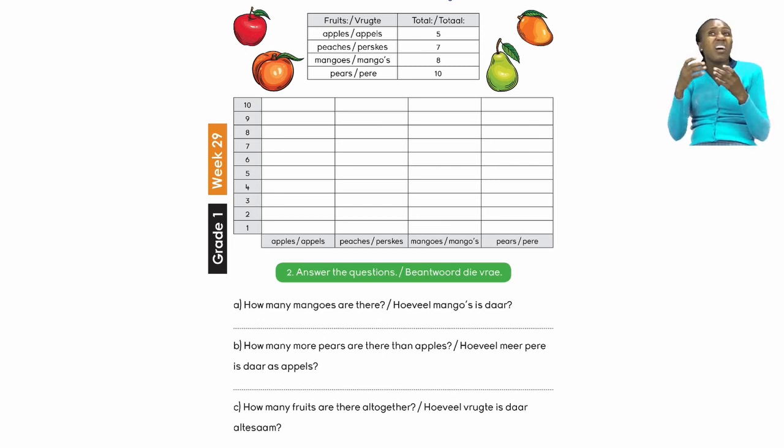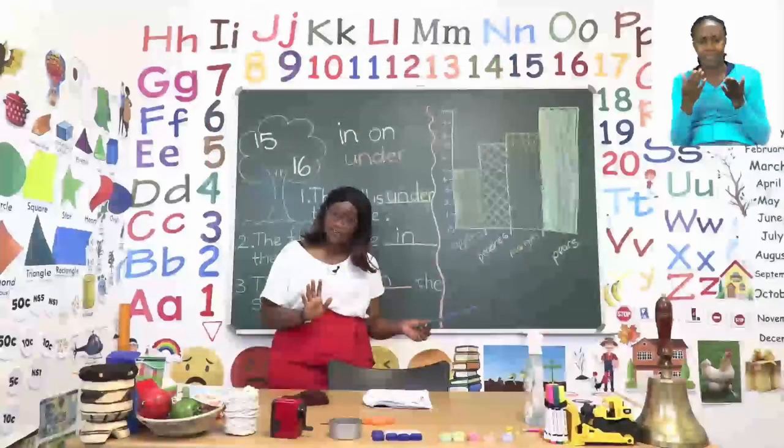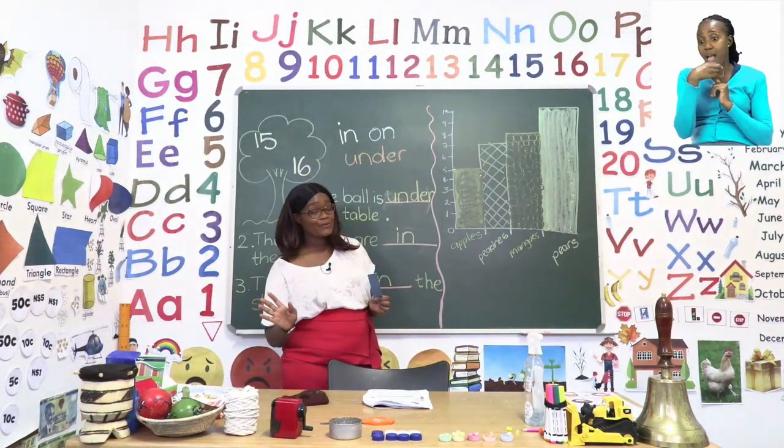B says, how many more pears are there than apples? For this one, we're going to use my bar graph to try and find the answer. So let's take a look at the board. Remember, we are comparing 2 fruits, pears and apples.